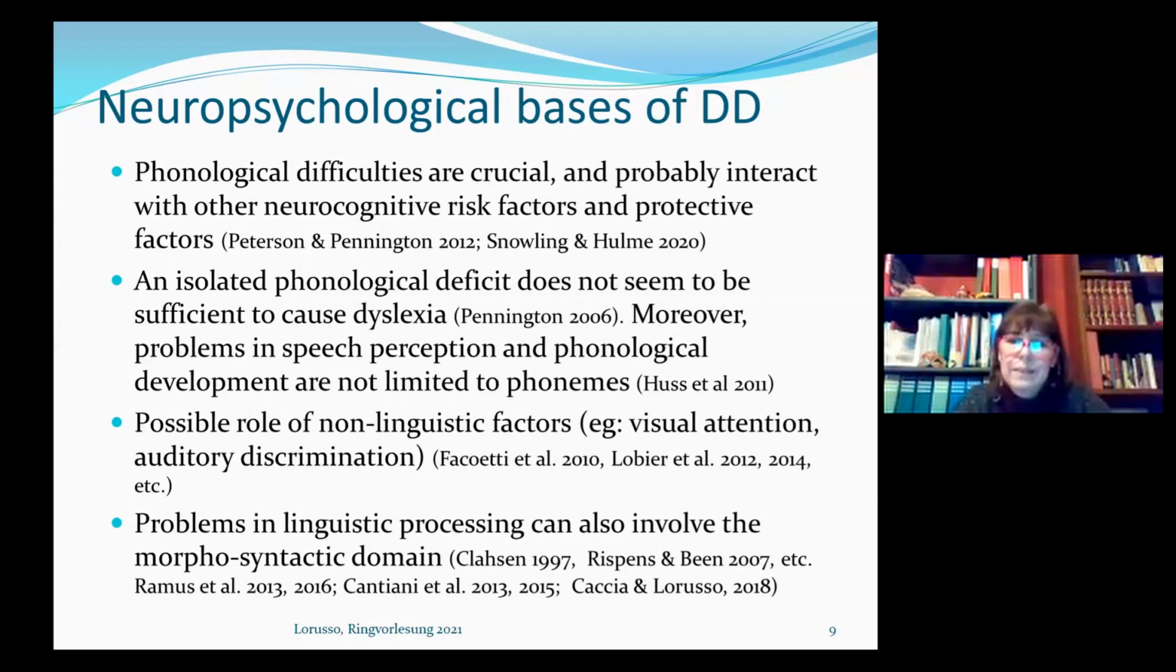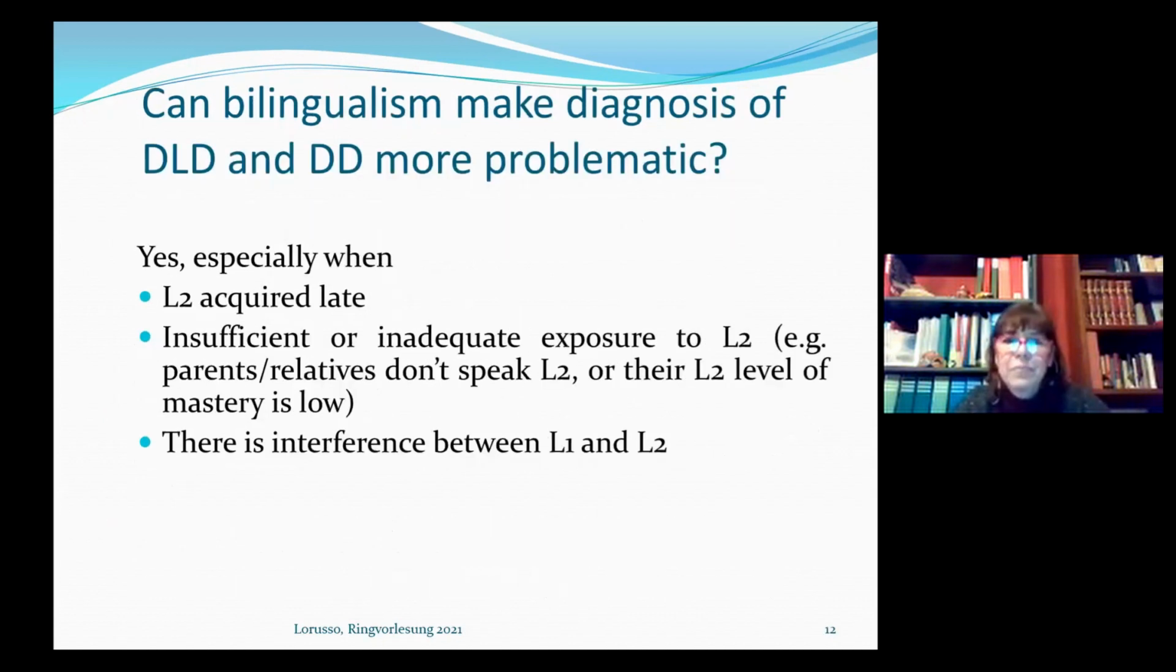When we look at language abilities, we can highlight problems in linguistic domains that go beyond phonology and that sometimes include also the morphosyntactic domain or other domains of language. The point is what kind of test and how sensitive a test you use to address these abilities and to assess them.